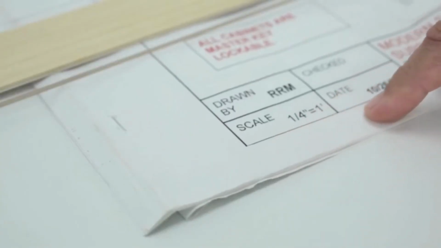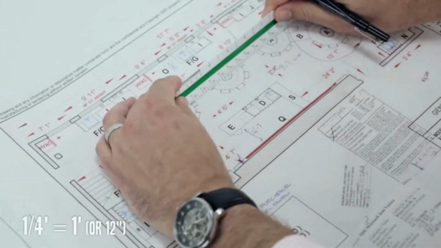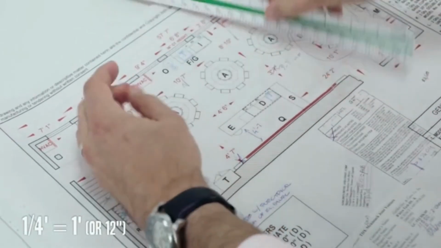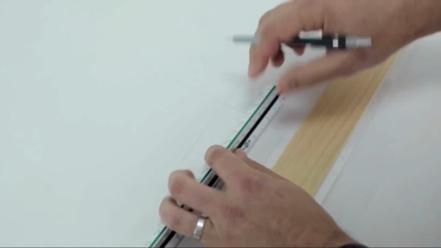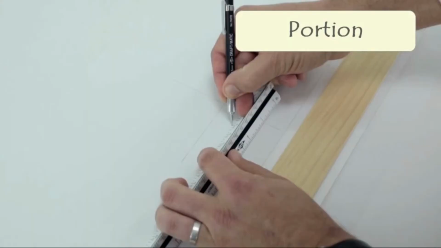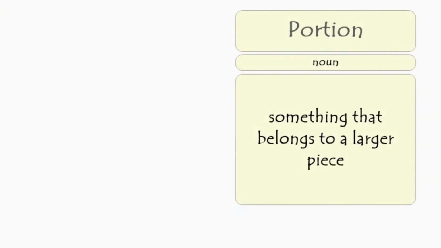Let's say you want to take 1 foot and scale it down to be the size of a 1/4 inch. Find the 1/4 inch measurement on the scale. This is where 1/4 inch now equals 12 inches. First, mark 6 feet using the 1/4 inch portion of the scale. Now draw a line. Portion means a part of something, something that belongs to a larger piece. And here the presenter means that the ruler has 3 portions or 3 parts. So if you find the portion that you need, and in this case it's the 1/4 inch portion.